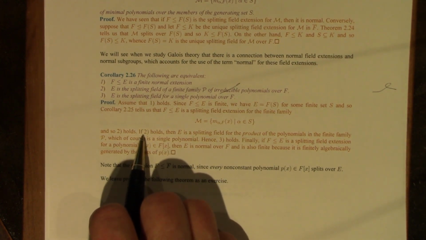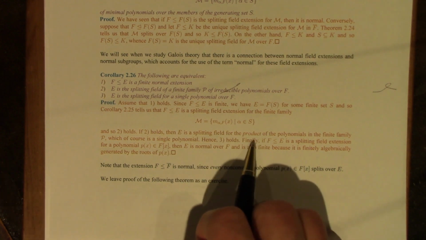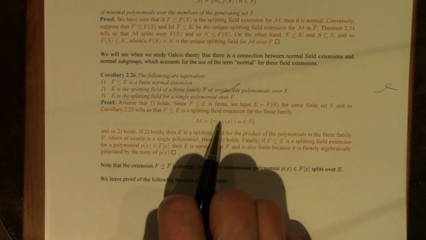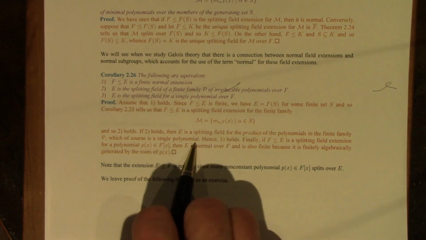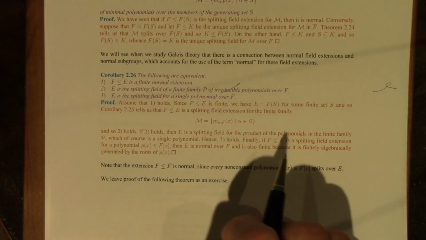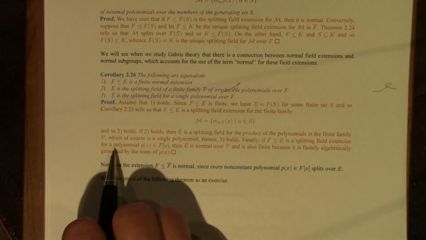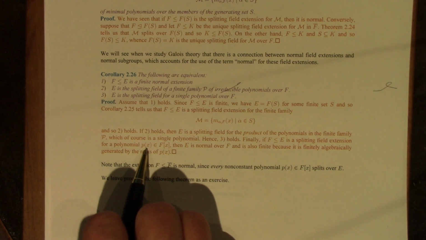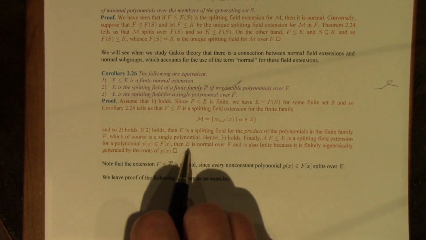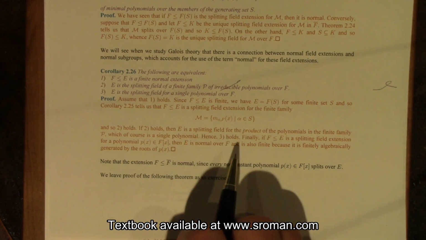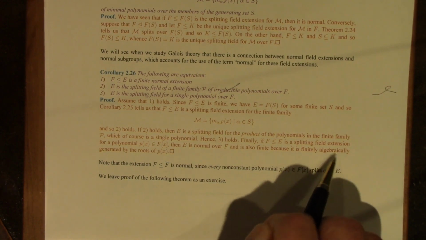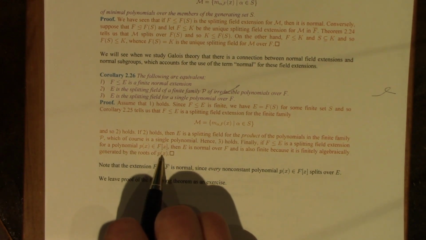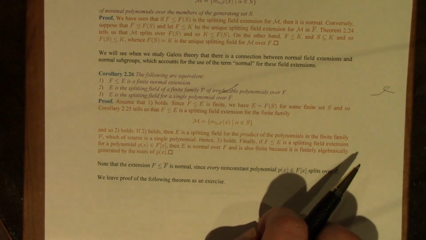If 2 holds, then E is the splitting field also for the product of the polynomials in here. Since this is a finite family, we can take the product of these polynomials, and that, of course, is a single polynomial. And finally, if E over F is a splitting field extension for a single polynomial P of x over F, then E is normal. It's a splitting field extension. And it's also finite, because it's finitely algebraically generated by the roots of P of x. So that's 1.